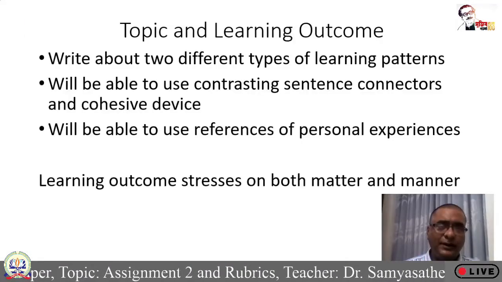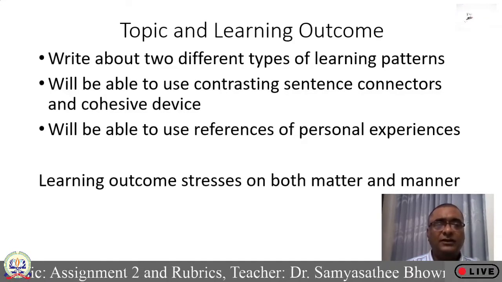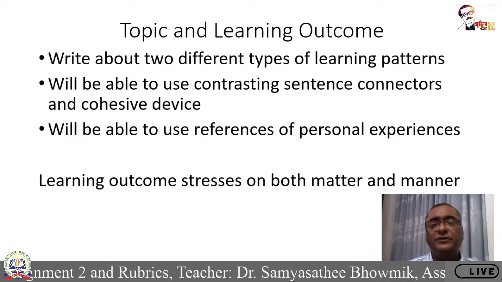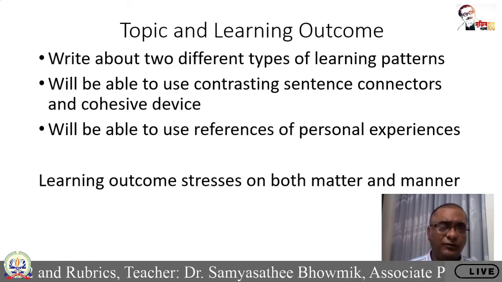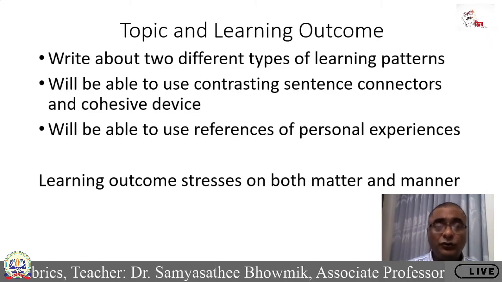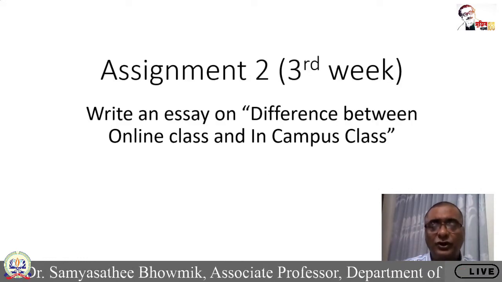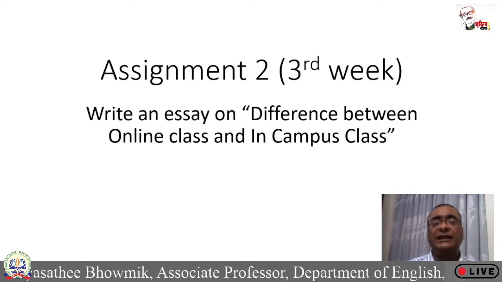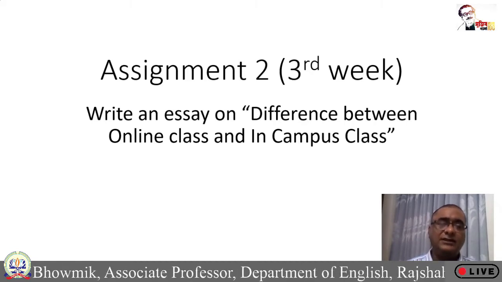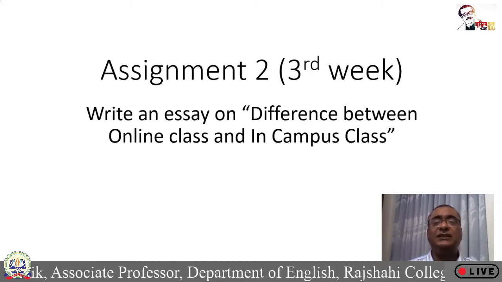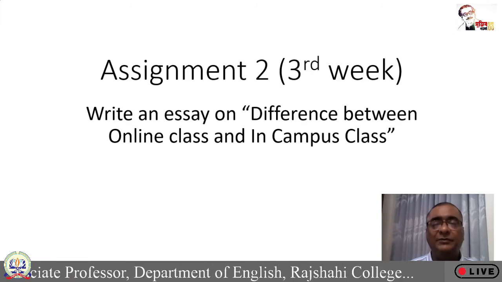So under topic and learning outcome, it says write about two different types of learning patterns. What will you learn after completing this assignment? And I want to show you again what the assignment is. The assignment is an essay. And what is the title of the essay? The title of the essay is Difference Between Online Class and In-Campus Class.